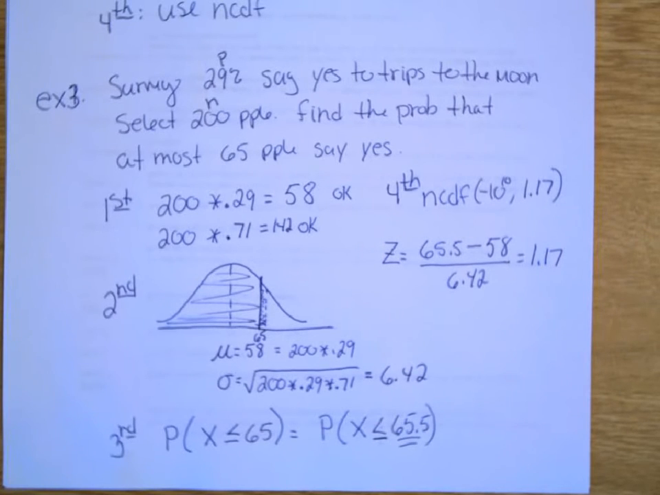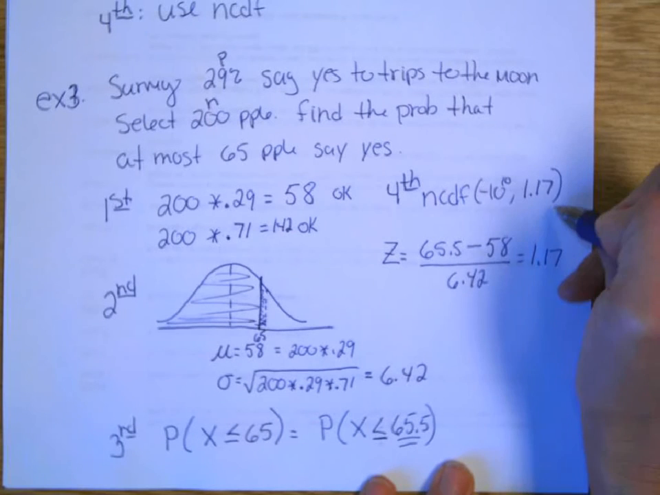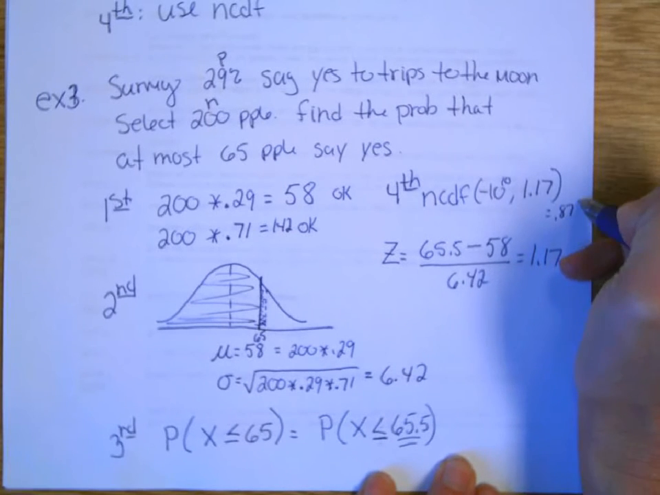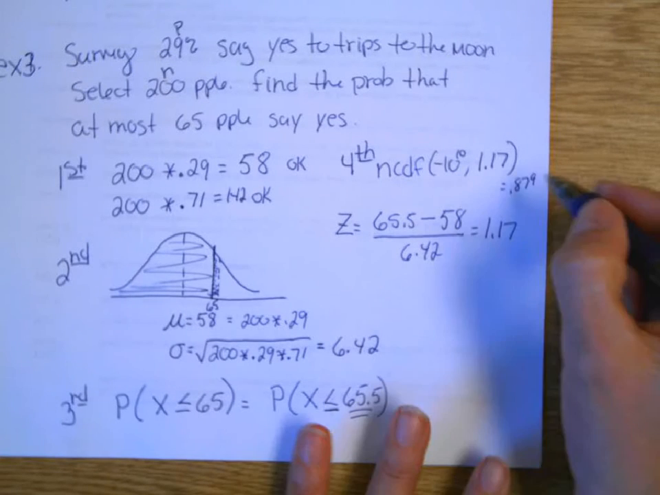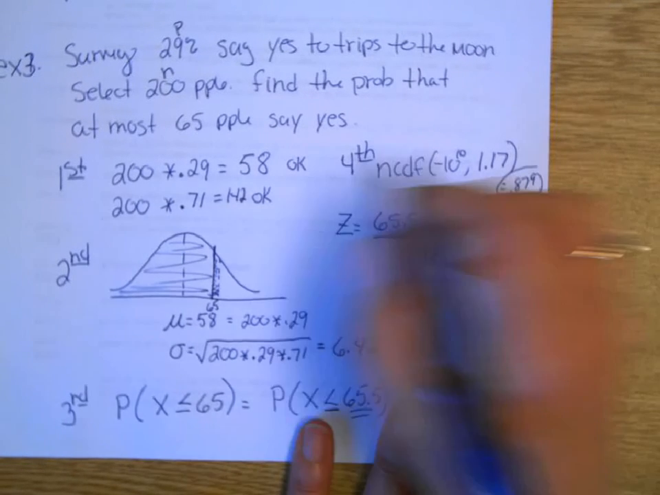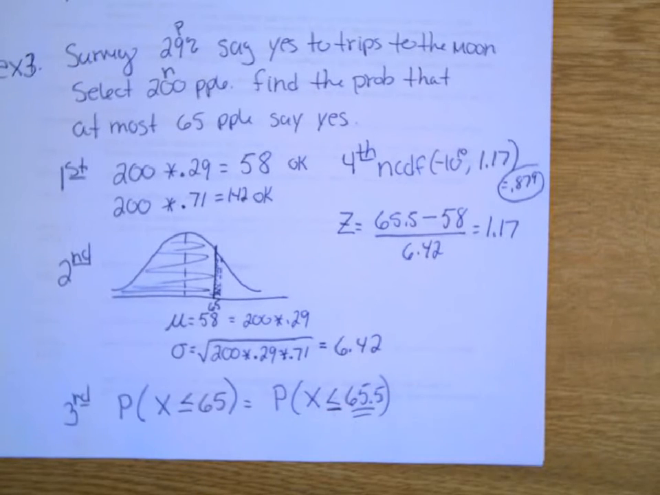I don't know what to tell you. 0.879. That's 4 steps. That's the whole problem was 4 steps long. I know, but it's the final answer. Yep, that's the probability of that sample happening.